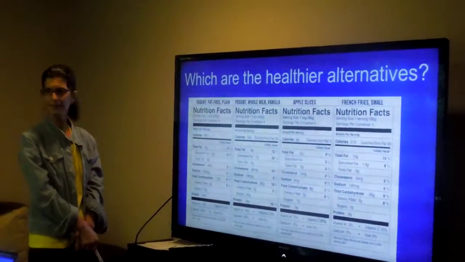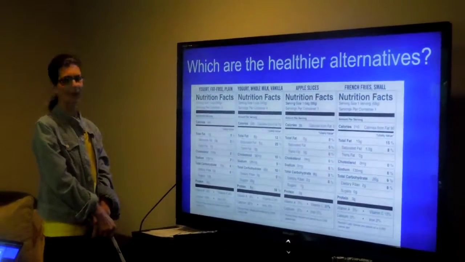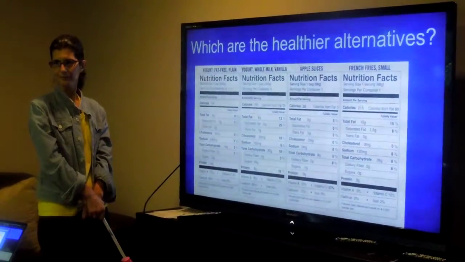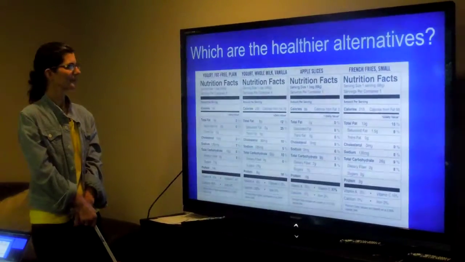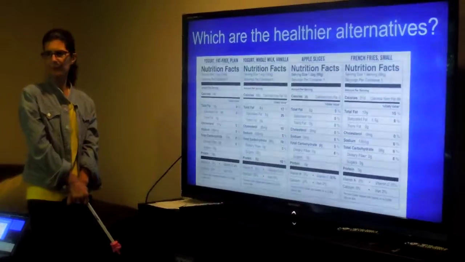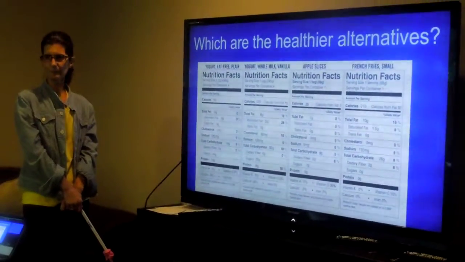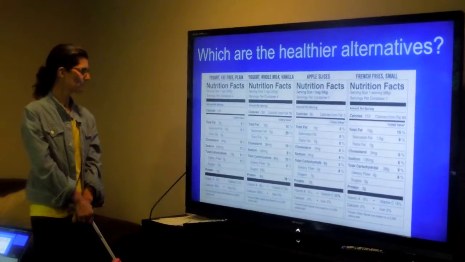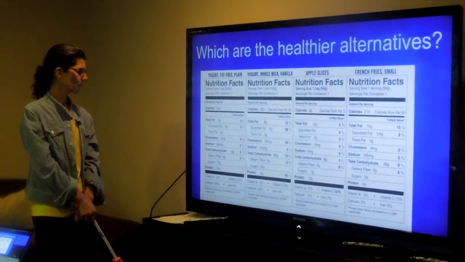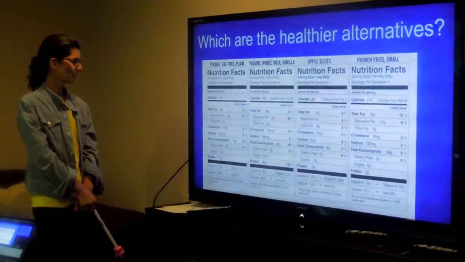Alright. And Kayla, which one do you feel is better? Aside from apple slices, the fat-free yogurt is better than the other two that are left. Okay, how come? Can you give me a reason why? It has 0 saturated fat and less calories. Way too much sodium though.